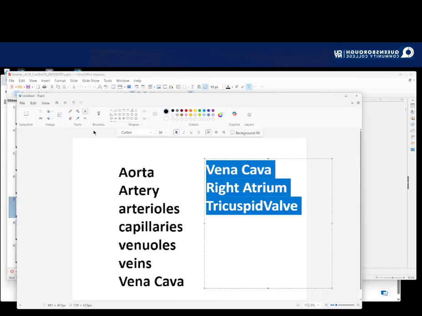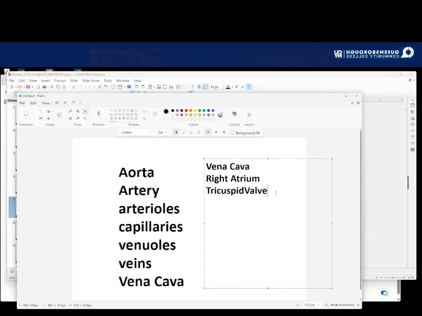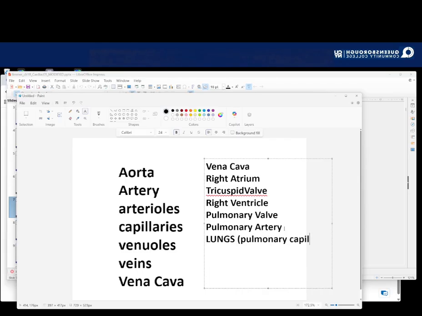Let me make the font smaller so the whole thing will fit. To the right ventricle, out to the pulmonary artery. Actually, there's one more valve here, the pulmonary valve. One of these valves stops the blood from going backwards. And so it's pulmonary artery to the lungs, where you get the pulmonary capillaries.